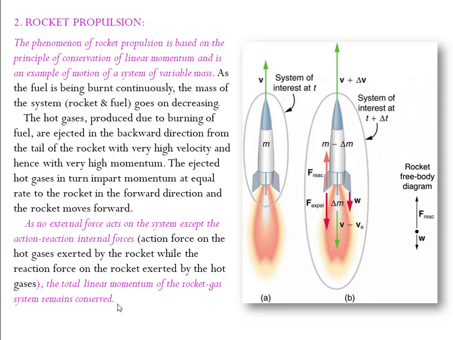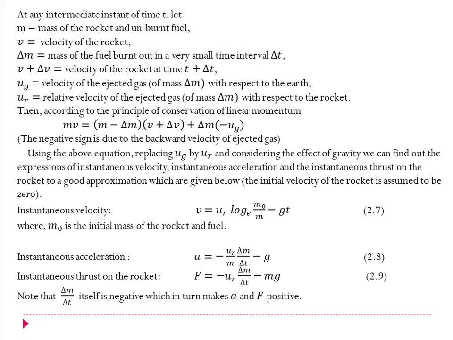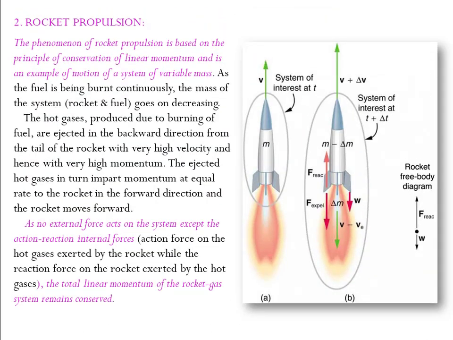Now, the detailed mathematical formulation in this case is beyond the scope of our syllabus. However, we can frame an equation using the principle of conservation of linear momentum. As you see in the figure, this is the situation at the instant t. M is the mass of the rocket plus unburnt fuel, and v is the corresponding velocity of the rocket. After time delta t, delta m is the mass of the fuel burnt out. As a result, the mass of the rocket plus the unburnt fuel becomes M minus delta m, and the corresponding velocity becomes v plus delta v. So delta m is the mass of the gas being ejected out.